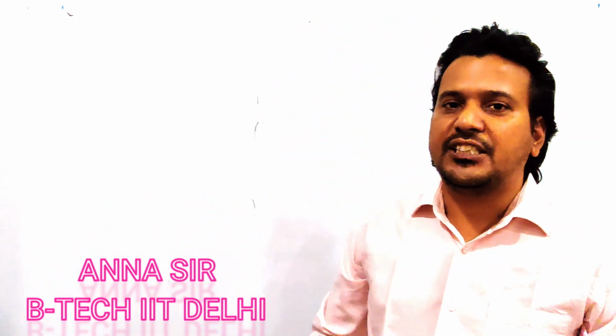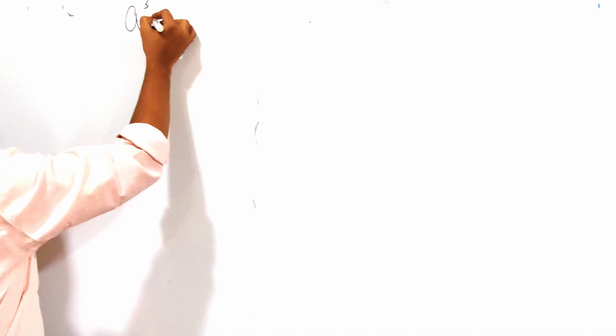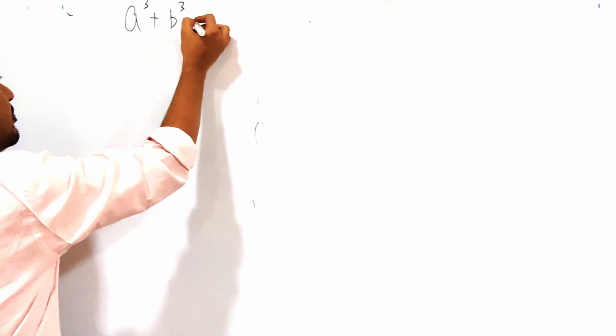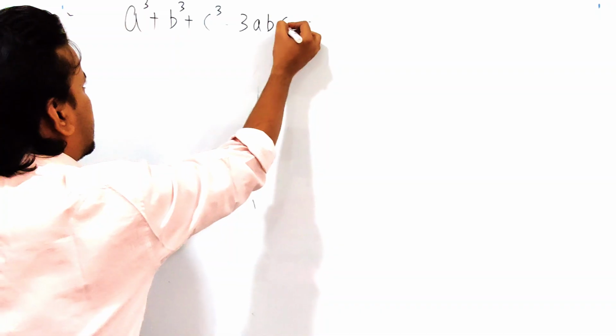So let's begin with it, because this is a very important factorization whenever we talk about JEE or different maths olympiads. This is a very useful factorization. Let's see. So we all know a cube plus b cube plus c cube minus 3abc and how it is used.